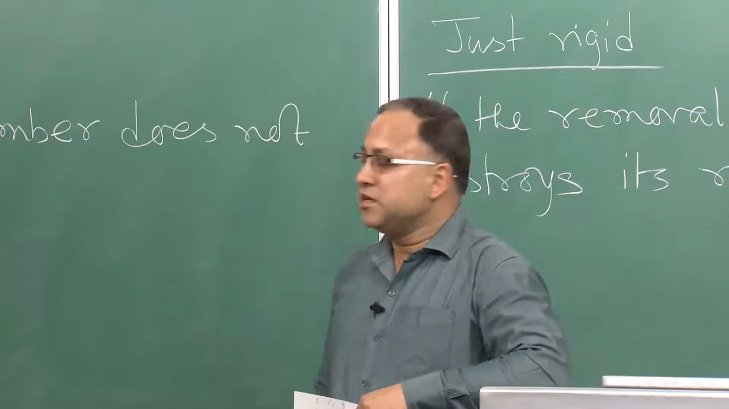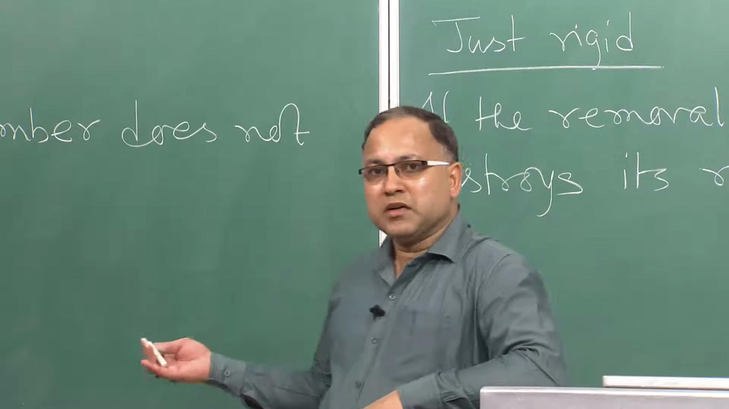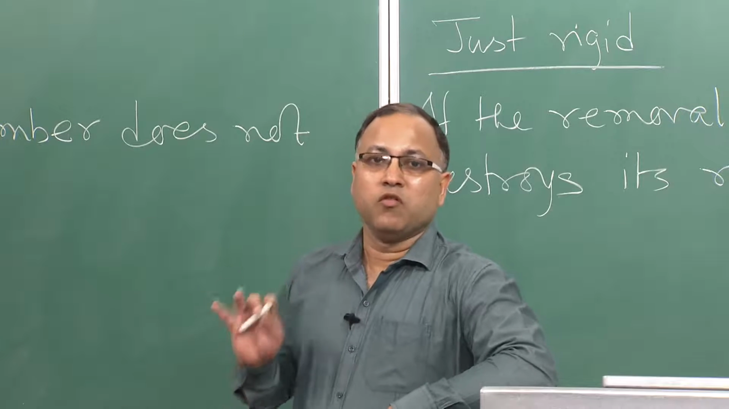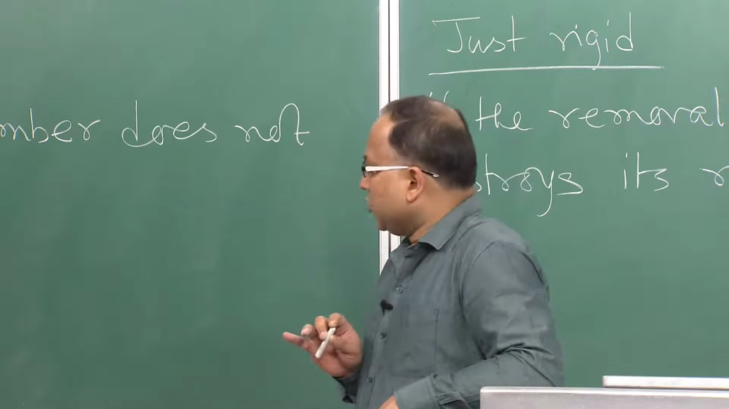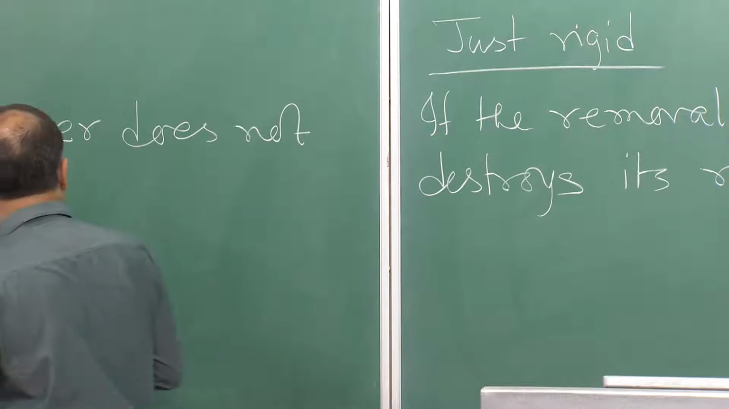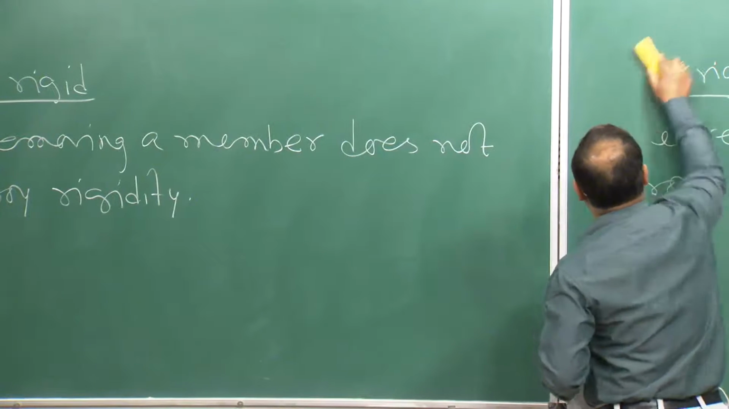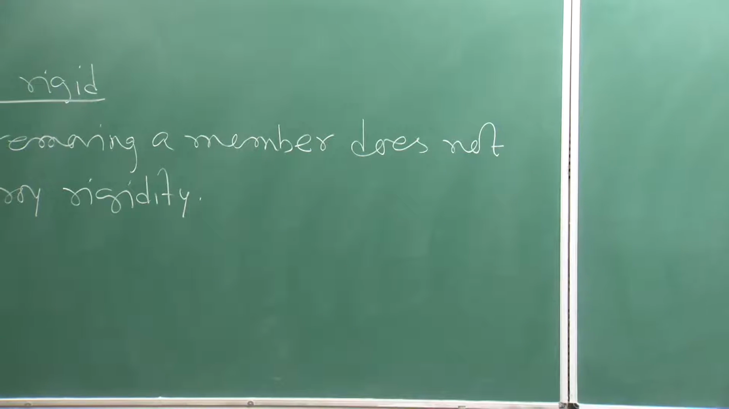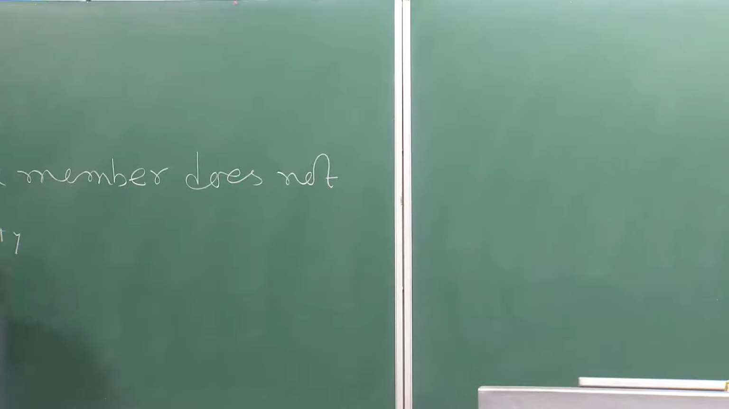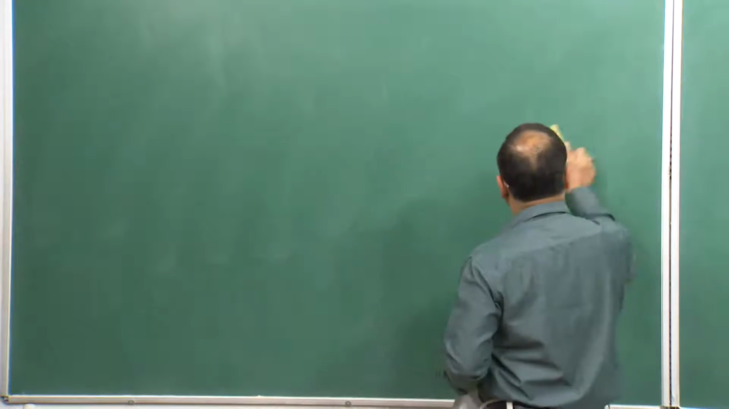If you remove a member and it does not destroy the rigidity, then basically the structure is known as an over rigid structure. Okay. So, now the obvious discussion coming from this part is: what is my basic structure which will tell me this is the rigid structure, right? What is our basic or elementary structure which will be the rigid structure?